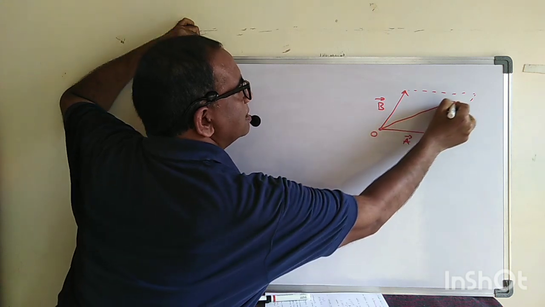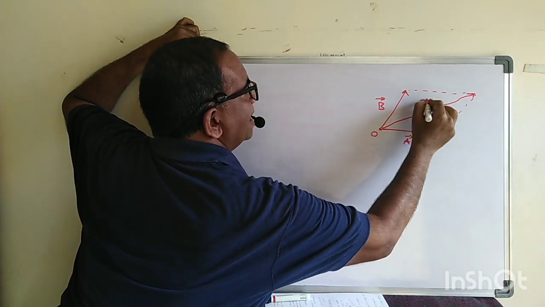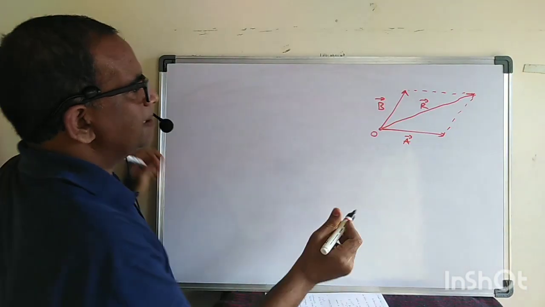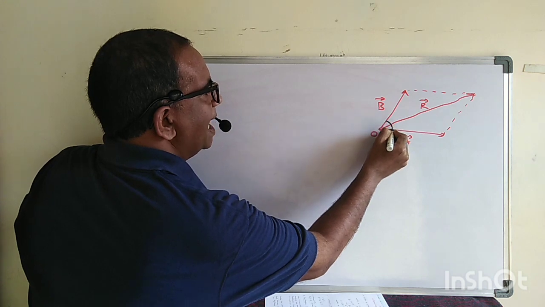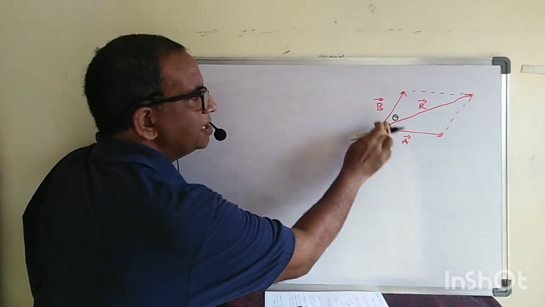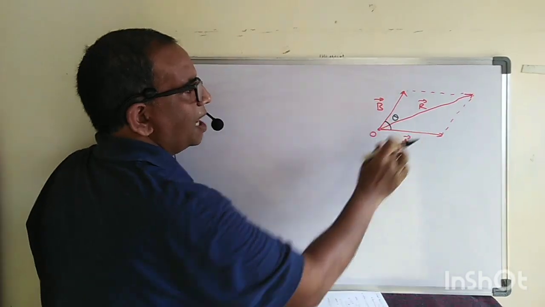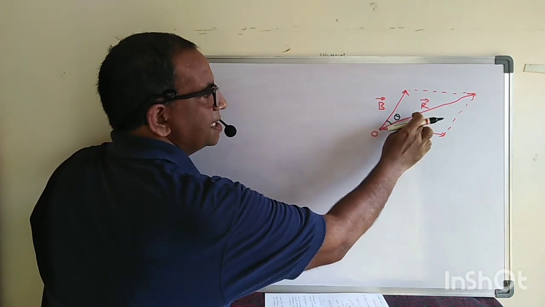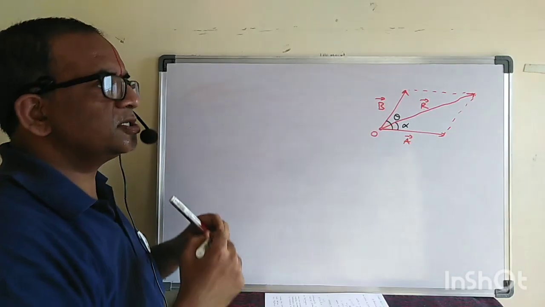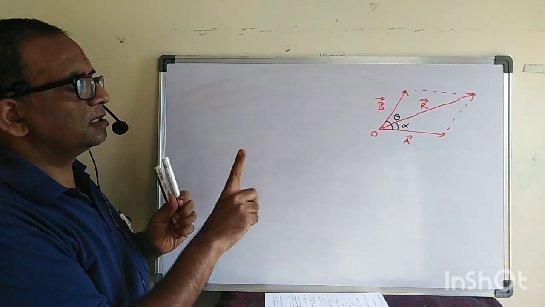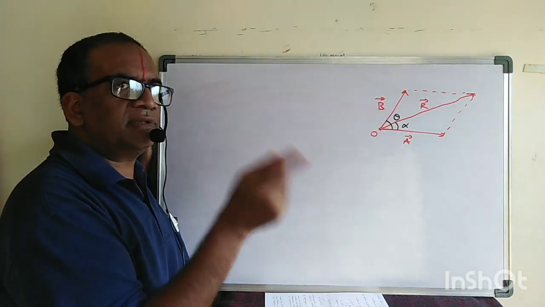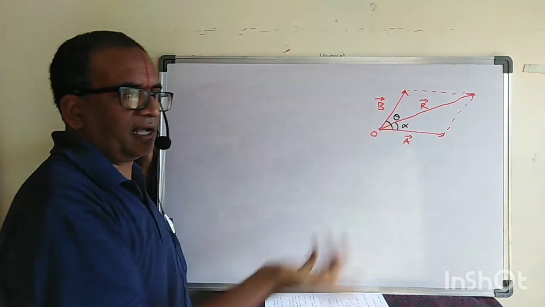The resultant is represented in magnitude and direction by the diagonal of the parallelogram. Remember, between A and B the angle is theta. Theta is the angle between these two vectors. And R is the resultant. Let us say the resultant is making an angle alpha. Two important points we are trying to derive here: one is the resultant R, and the other is the direction of the resultant, that is nothing but alpha.